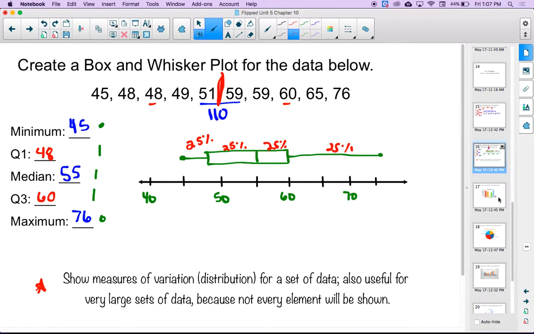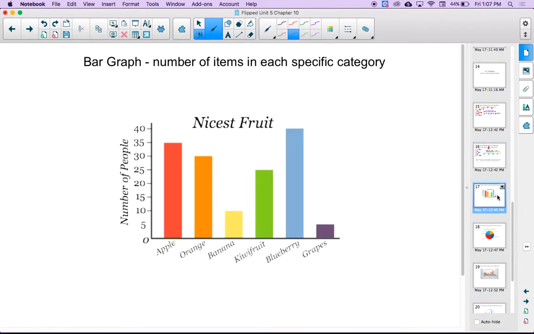Okay, the rest of these we're just going to go through quickly. This is a bar graph. Bar graphs, they show the number of items in each specific category. So that just breaks it into like different sections for us. 35 apples, 30 oranges, 10 bananas, 25 kiwis, 40 blueberries, and 5 grapes. So these are the number of people that think each fruit is nicest.